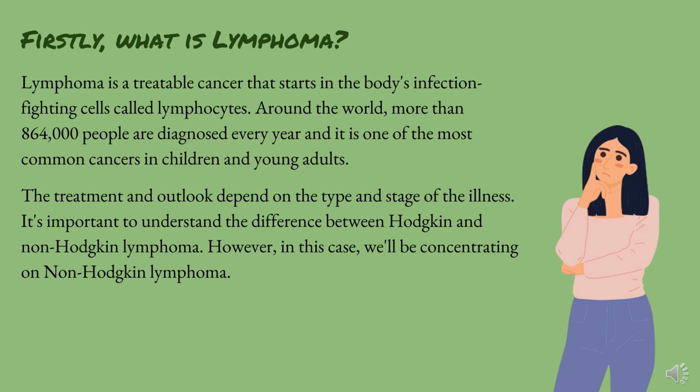Around the world, more than 864,000 people are diagnosed every year, and it is one of the most common cancers in children and young adults. The treatment and outlook depend on the type and stage of the illness. It's important to understand the difference between Hodgkin and non-Hodgkin's lymphoma. However, in this case, we'll be concentrating on non-Hodgkin lymphoma.